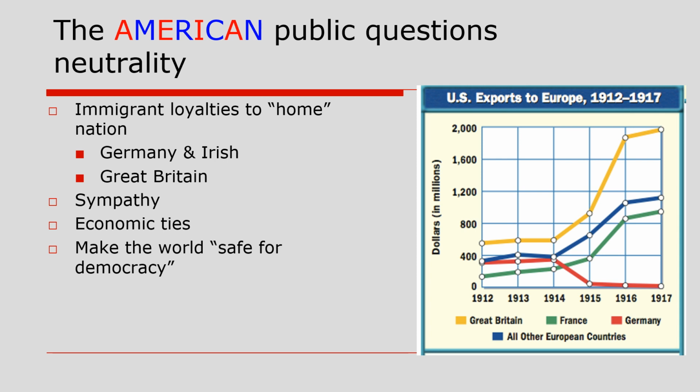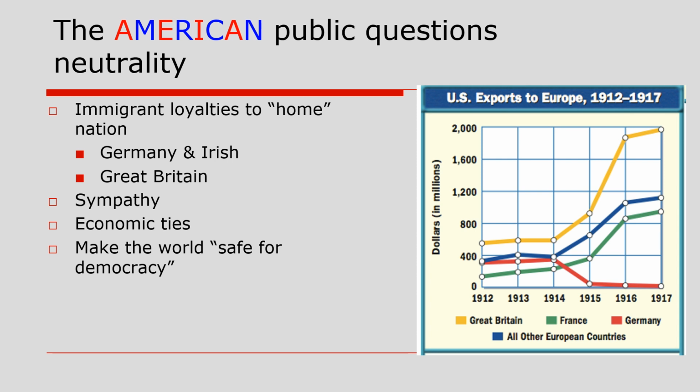Woodrow Wilson is very careful. Woodrow Wilson is the president at the time, and he is very careful to make clear that the United States is going to remain neutral in the war. But Wilson is also making it clear that he believes the United States has a vested interest in making sure that the world is, his words, safe for democracy.